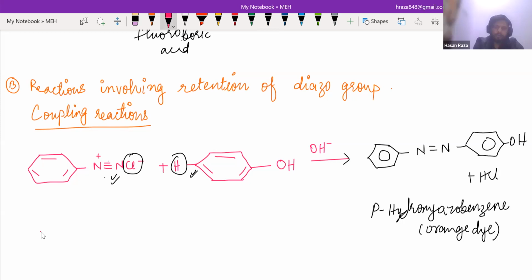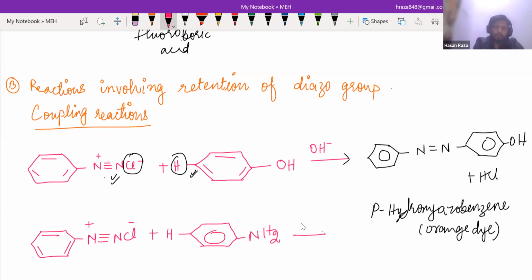The next reaction from this is also similar, and all these reactions are known as coupling reactions. You are going to react now with aniline in the presence of base. So see what you will get.